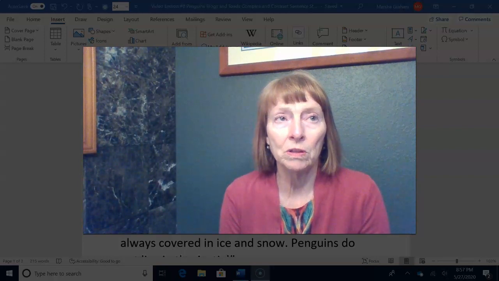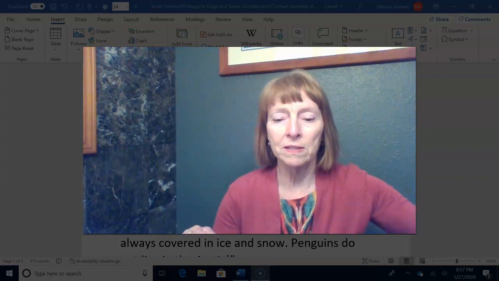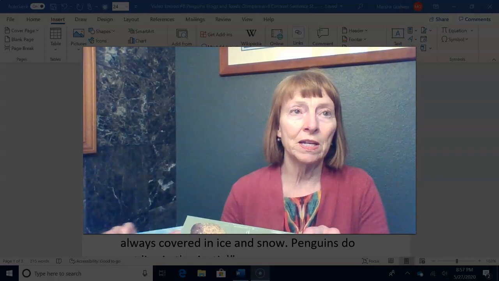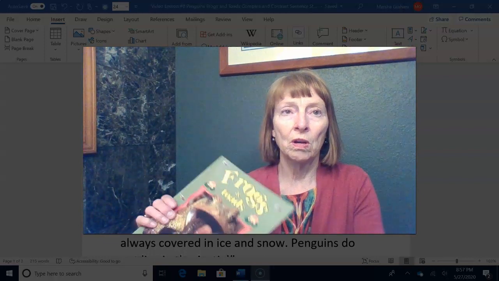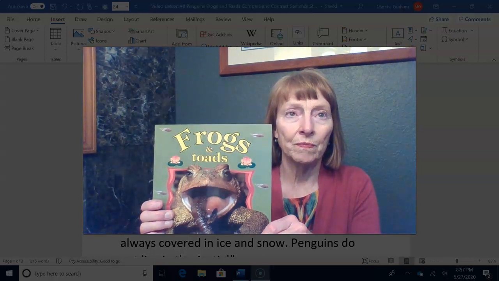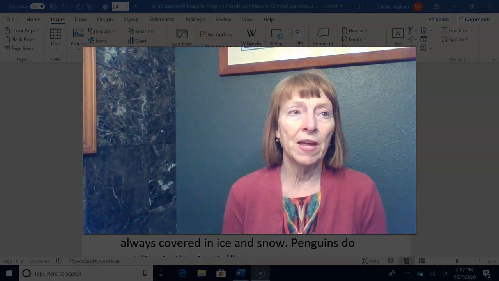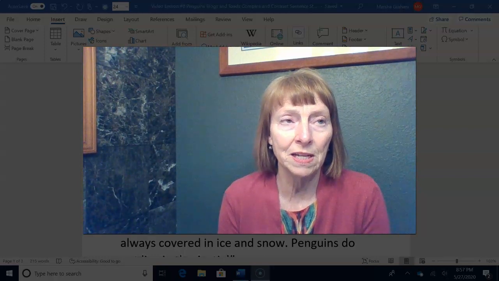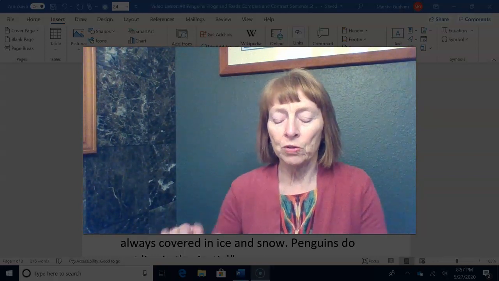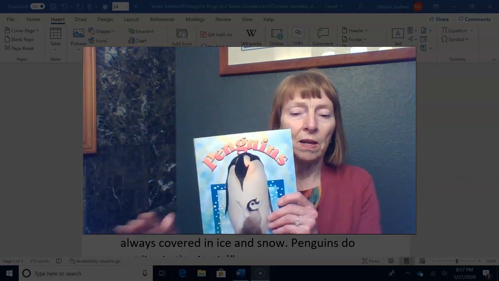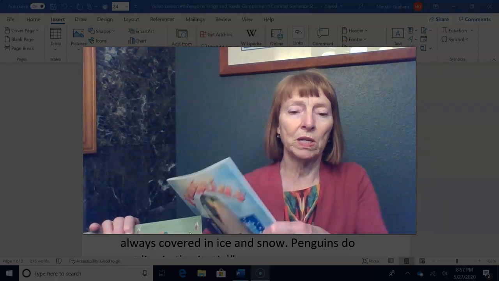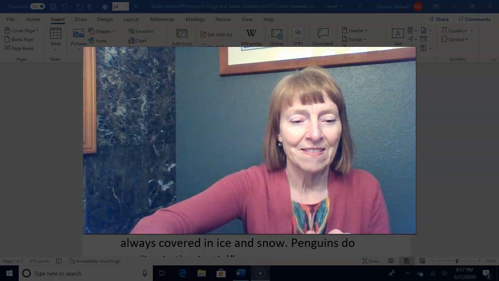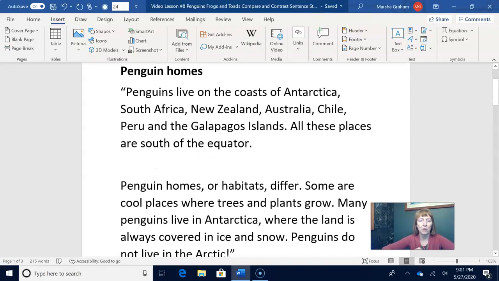So let's think about learning about one animal. For example, a penguin. And then compare it and contrast it to frogs and toads. To learn more about the animal kingdom, last we will write comparing and contrasting statements about these animals. First, I'm going to read from this penguin book. Then I will show some text and read from the frog and toad book. Now I'm going to read from Penguin Homes.